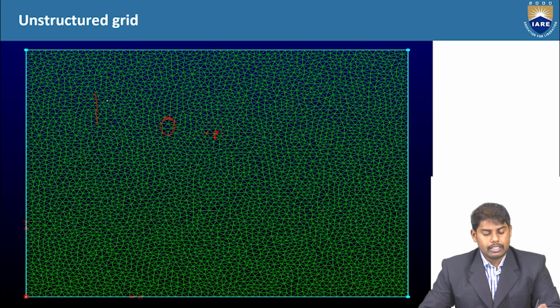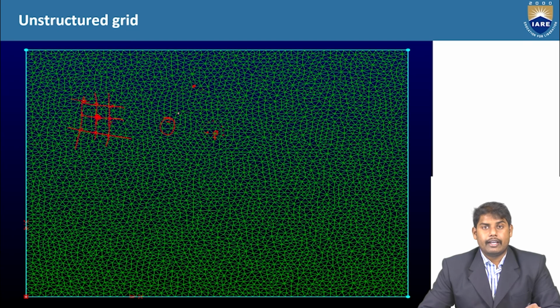Whereas if you take a structured grid, what happens? Surrounding this particular grid point, you have a certain finite set of grid points. But in the case of an unstructured grid, there are so many grid points attached to a particular grid point. Here, if this is a grid point, the nearest grid points are countable and you can easily access them. But in the case of an unstructured grid, there are so many neighboring grid points.